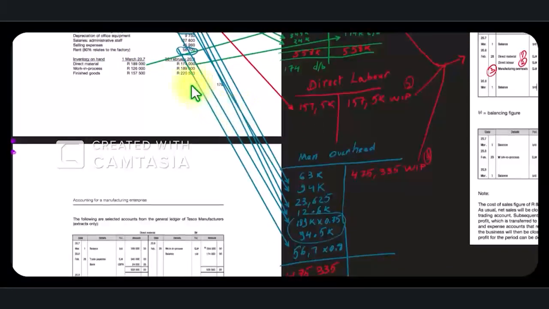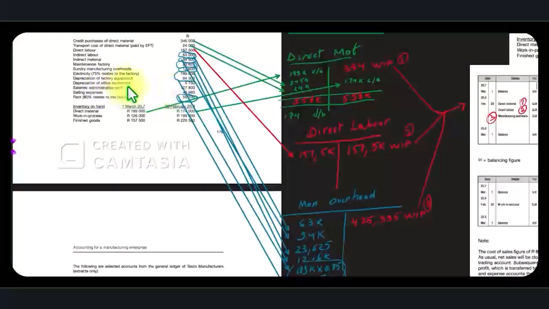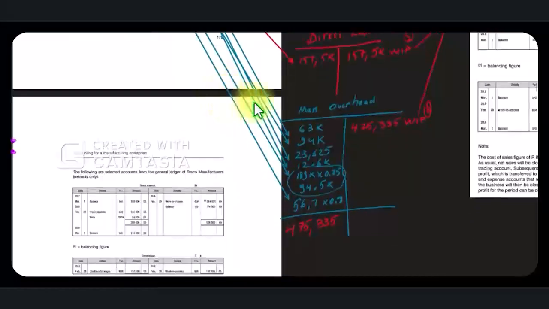Do we need to take the depreciation of factory equipment? Absolutely, because this is for the manufacturing. But we are not going to take into account depreciation of office equipment, because it's unrelated to the manufacturing. The salaries of the administrative staff will not be taken into account because they're not related to the manufacturing. The selling expenses will not be taken into account because they are not related to the manufacturing. So, all right, this provides us a total, and this total will be allocated to the work in process. And as we can see, now we can come to the actual work in process.